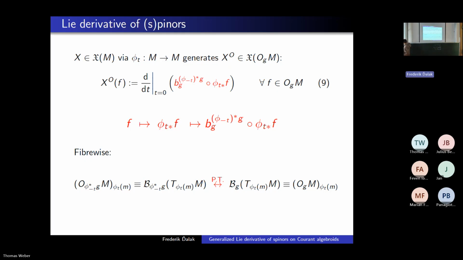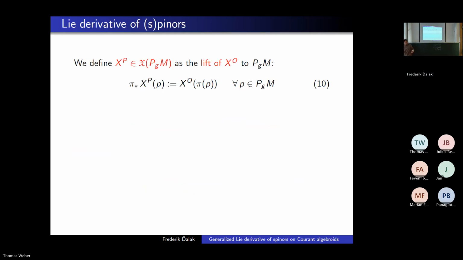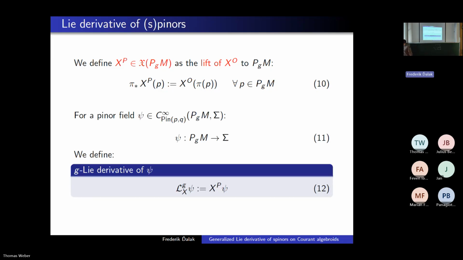So this is how you now lift the vector field. Now you have your vector field X_O on the total space of the orthonormal frame bundle, and all that is left to do is to uniquely lift it against the direction of the surjection pi, to obtain the X_P vector field on the total space of the pin bundle, and that is essentially what we are trying to construct.